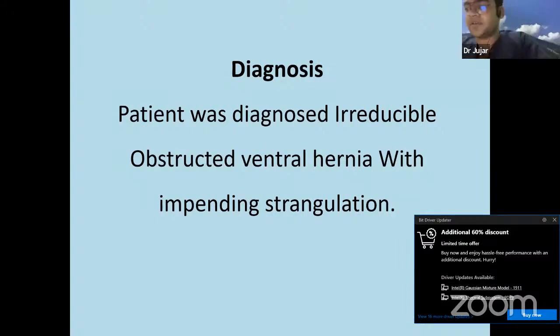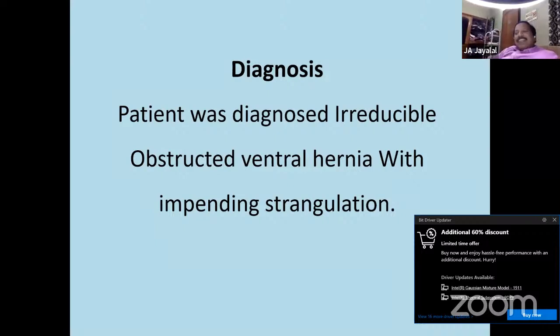After the investigation, the patient was diagnosed with an irreducible obstructed ventral hernia. What do you mean by irreducible obstructed? Why unnecessary adjectives? Do you think both are the same? They are different. You cannot have a reducible obstructed hernia. You cannot have. And also strangulation. All the three are there. Yes. If it is impending, it has to be strangulated.